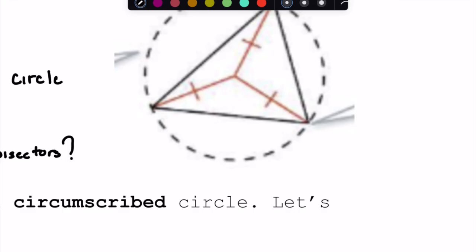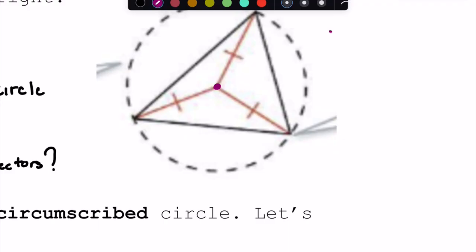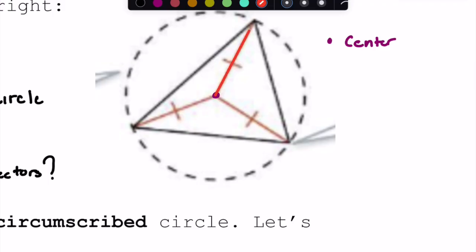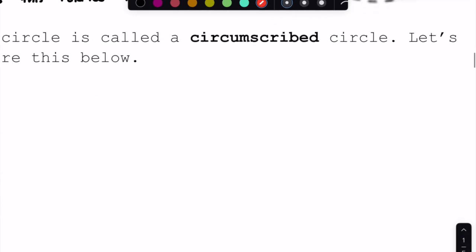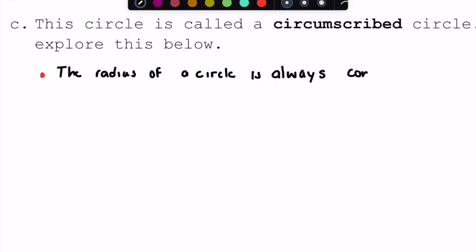So we have this circle. Here's the center of the circle. The distance between the center and the outside has a special name, which you guys know is the radius. So here, that's the radius. And what do we know about the radius? Well, we know the radius of a circle is always constant, meaning it never changes.